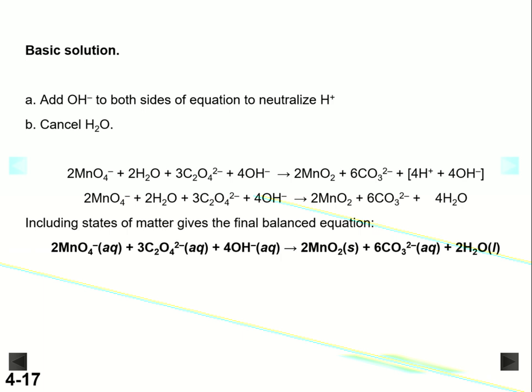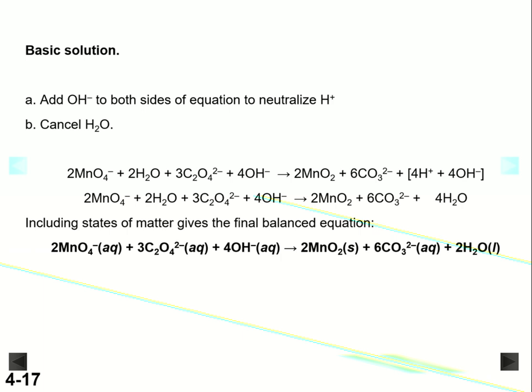So our first line, we've added 4 hydroxides to both sides. The second line, we've combined the protons and the hydroxides to form water. And the third line, we've canceled the excess 2 waters on the reactant side with 2 of the waters on the product side, giving us our final balanced reaction in basic media.